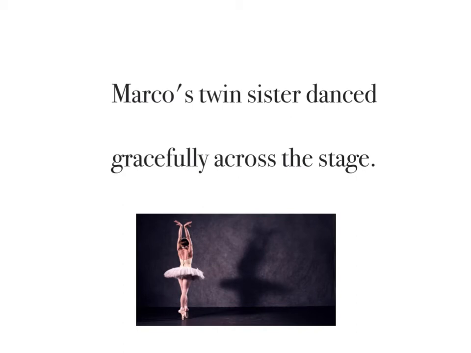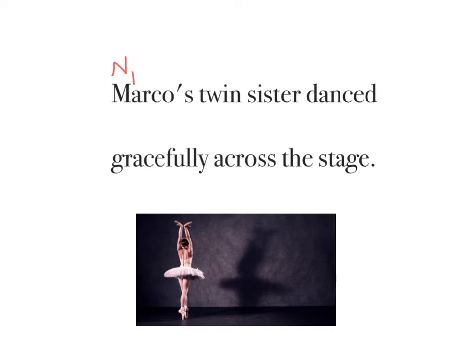Okay, let's take the sentence, Marco's twin sister danced gracefully across the stage. This is a simple sentence. We have one clause, meaning we're only going to have one subject and one predicate. Let's start with simple. Why don't we mark any nouns or pronouns we see to narrow down who this might be about if you're having trouble with that.